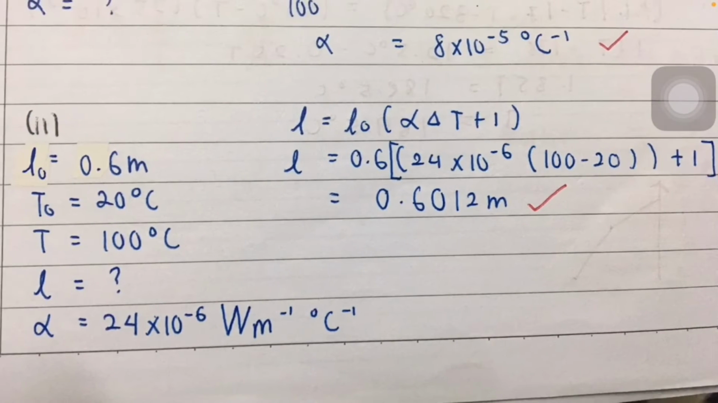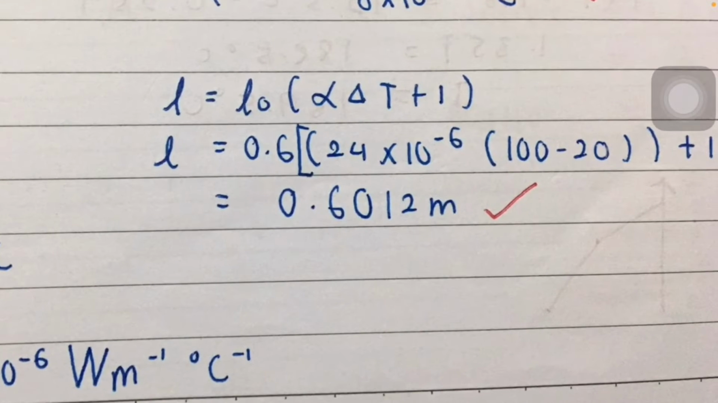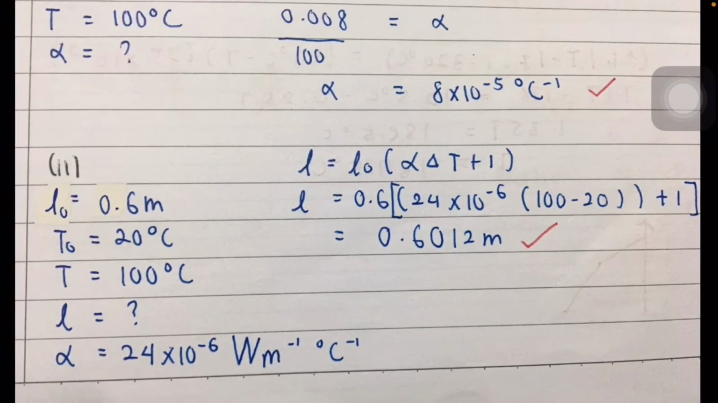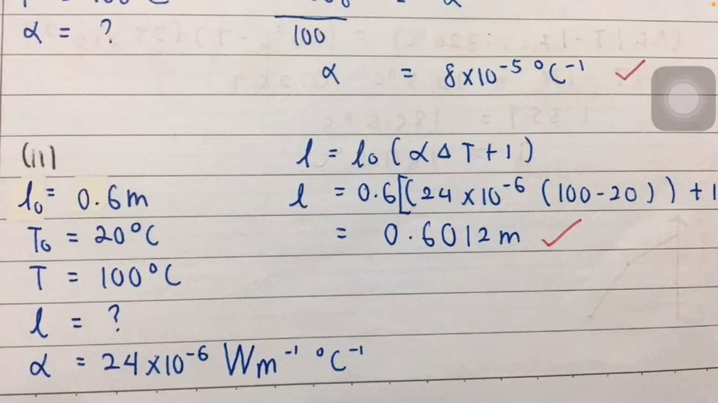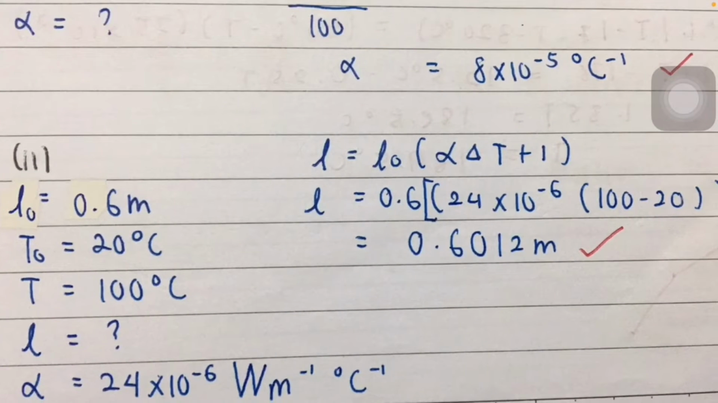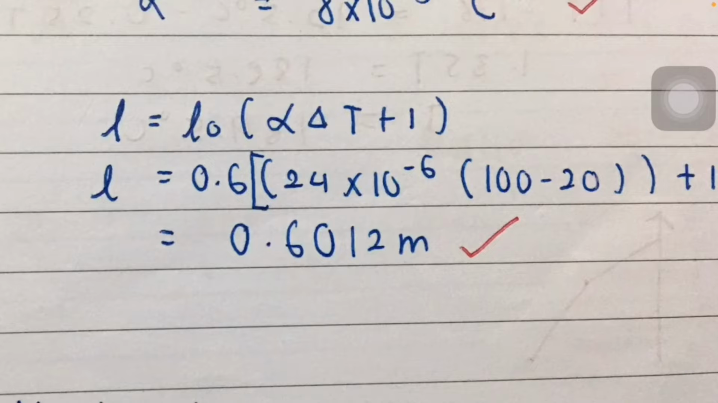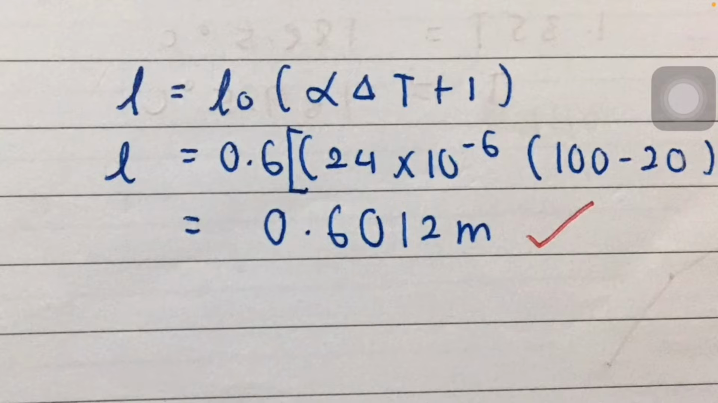So we use the same formula, which is the length knot times alpha times the change of temperature plus 1. We must calculate the change of temperature, which is T minus T naught. So I calculate that, and we can get the length is 0.6012 meter.